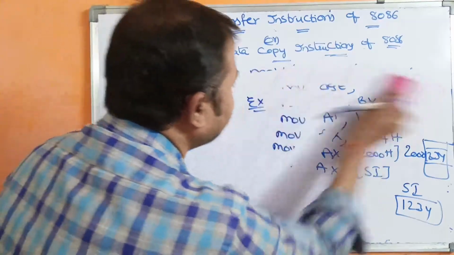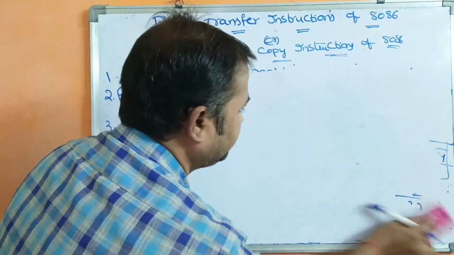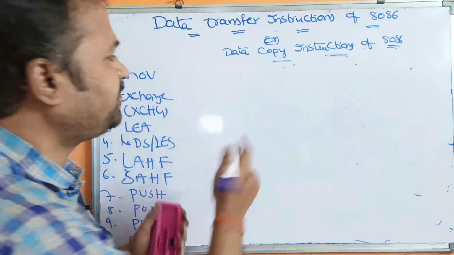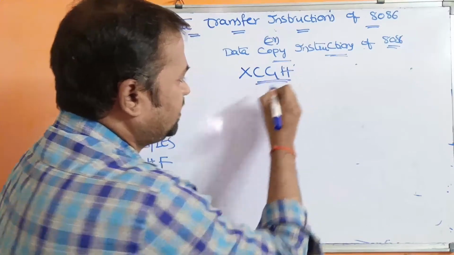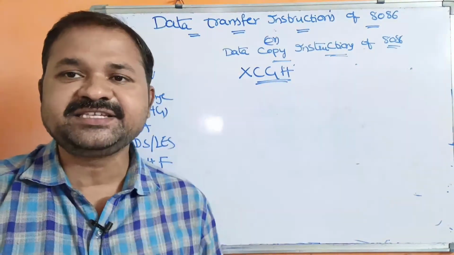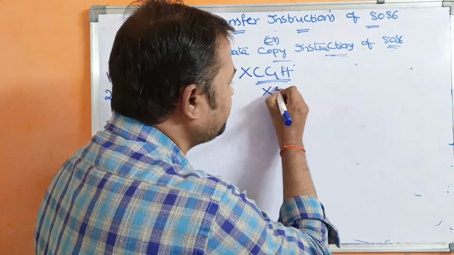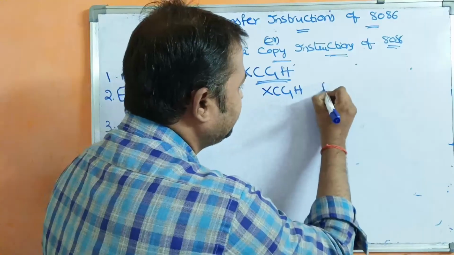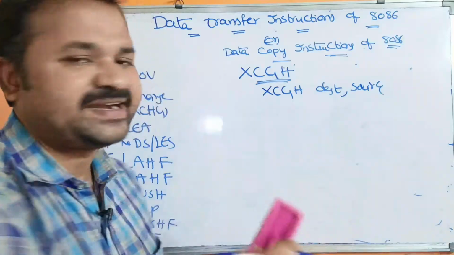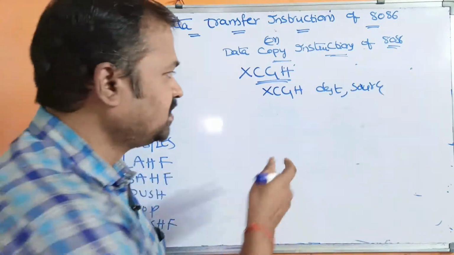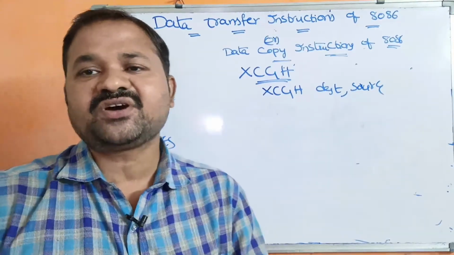Now let us see the next instruction. What is the next instruction? The exchange instruction. The exchange instruction is represented by the mnemonic XCHG. The exchange instruction exchanges the contents of the source and the destination. Here also the syntax is the same: XCHG destination, source. The contents of source and destination are exchanged. Here the source and destination may be either memory locations or registers.